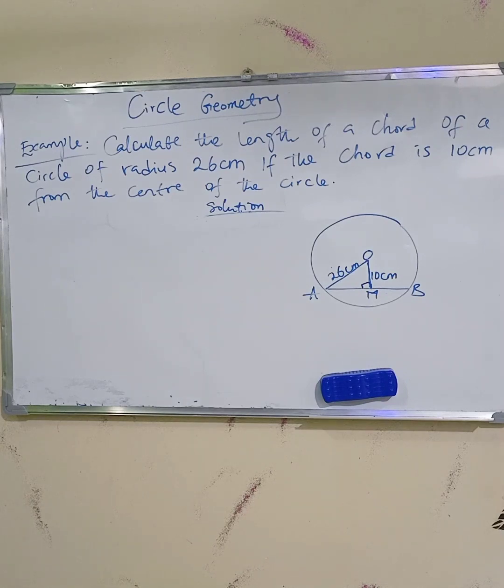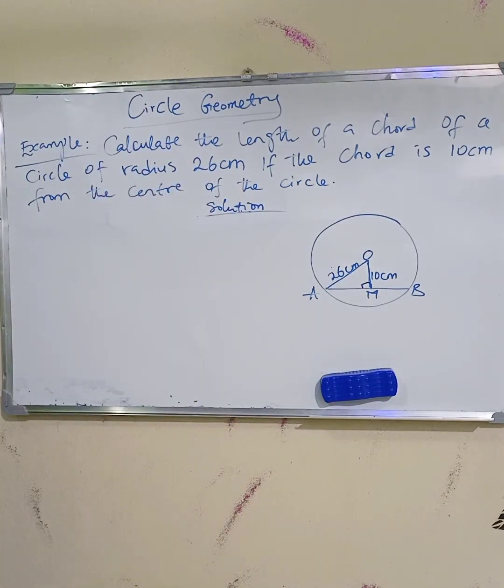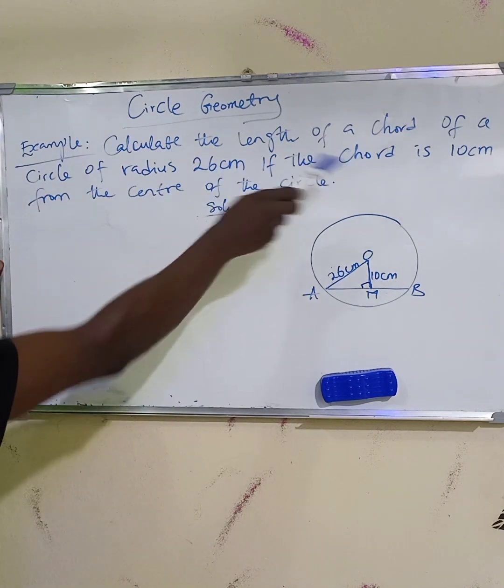Calculate the length of a chord of a circle of radius 26 cm if the chord is 10 cm from the center of the circle. So we're going to look at it. This diagram explains all the words written here. But let's look at it. Calculate the length of the chord of a circle.